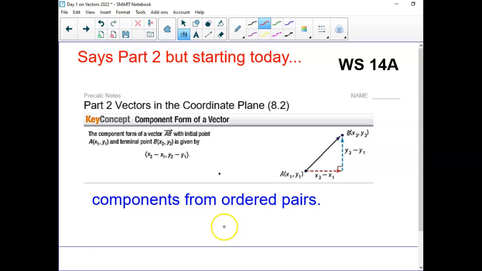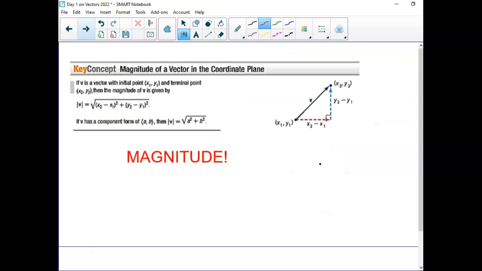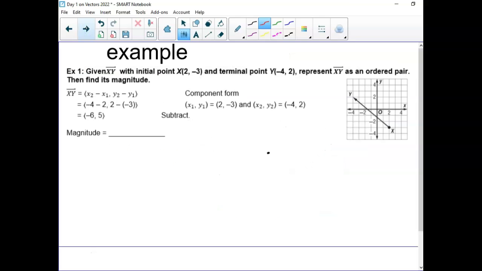So this says part 2, but we're going to start it today. It says when you know coordinates, okay? So we're going to know two coordinate pairs, and we're going to figure out what the vector would be that goes from one to the other. They say you take the second x minus the first and the second y minus the first. Let me give you an example, and then we're going to find magnitude. Okay, so here's their example.